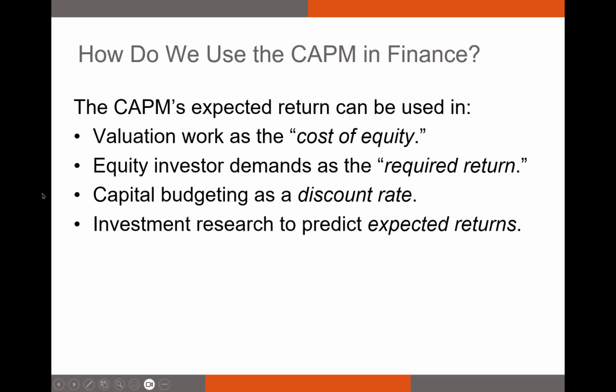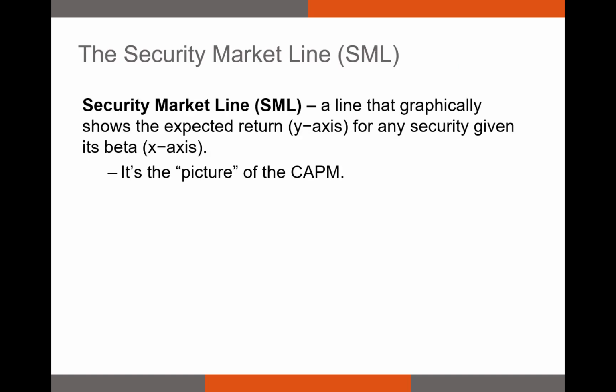In capital budgeting, typically we use the CAPM to estimate a discount rate, and then in investment research, we'll use this CAPM all the time to try and predict expected stock returns. The CAPM is our fundamental basic model when it comes to predicting stock returns. Nowadays, though, as you'll see in later videos, the CAPM is a building block. More complicated, better models have been built on top of the CAPM model.